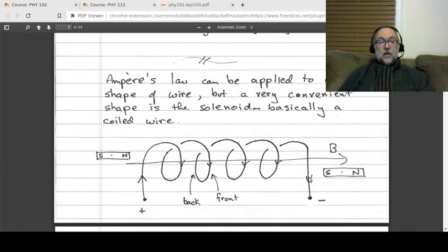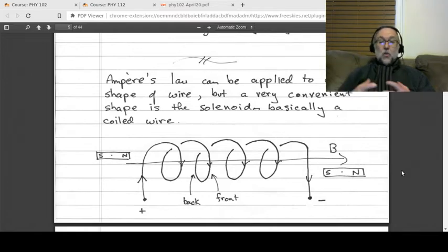And so you can see that you'll generate this B field. I only drew one vector for the B field going right through the middle of the solenoid like this. If you were to put a magnet here, you would see that the south side of the magnet would be attracted to this, and the north side would be attracted the other way.